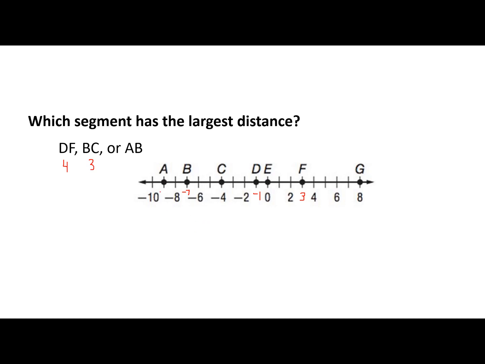AB, A is at -9. B is at -7. That distance is 2, or -7 minus -9 is 2. So the largest distance would be DF.